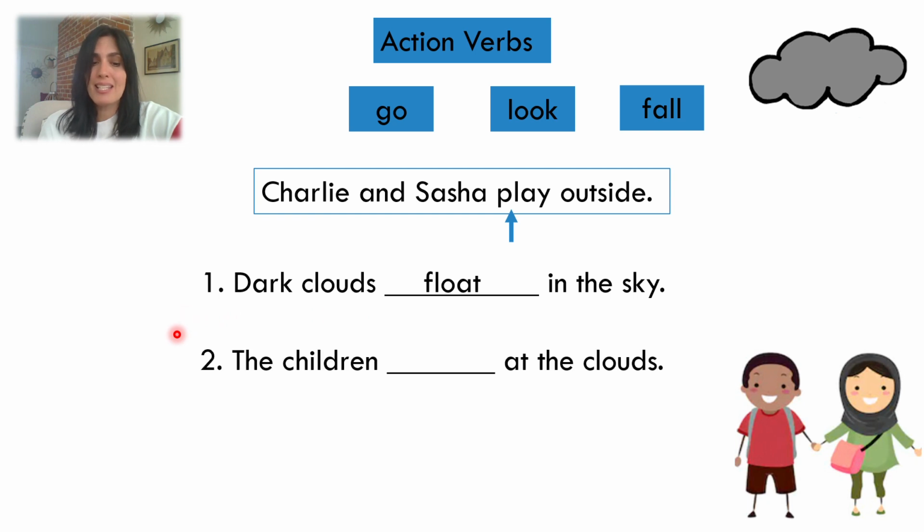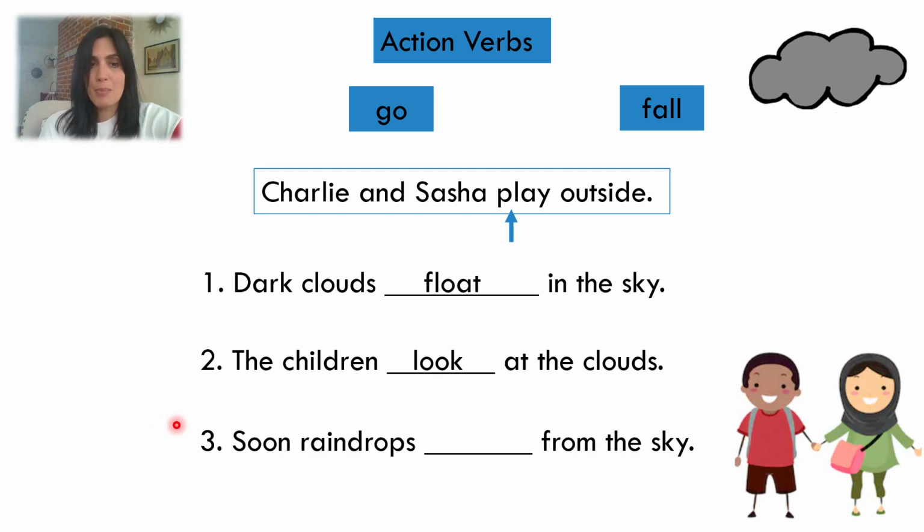Now listen to this next sentence. It reads, the children blank at the clouds. Well, what do they do? Go ahead and think. Well, I hope you said look. The children look at the clouds. This word look is an action verb. It tells me what Charlie and Sasha are doing.